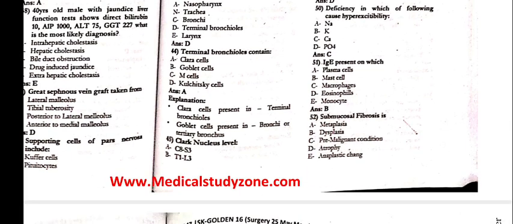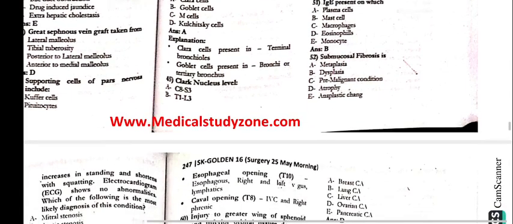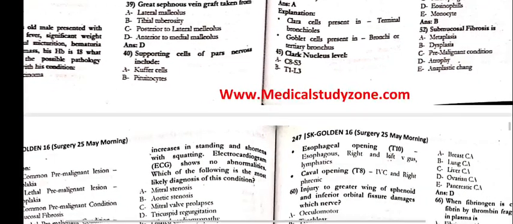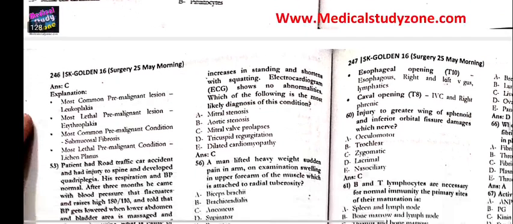51, IgE is present on which cells? The mast cells. 52, submucosal fibrosis is a pre-malignant condition.